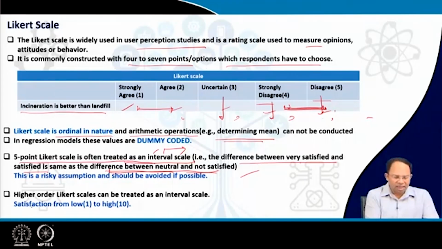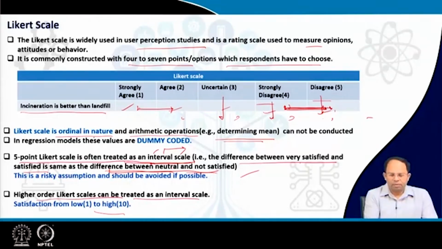Particularly if the scale is of a higher order, like a 10-point scale, the gaps are more, meaning we have more data points. In that case it is safer to assume that the gap between two items is more or less the same in all cases, right? But it's only good for higher order scales. If I go for a 3-point or 4-point scale, it's better not to consider them as interval scales. We should consider them as ordinal scales.